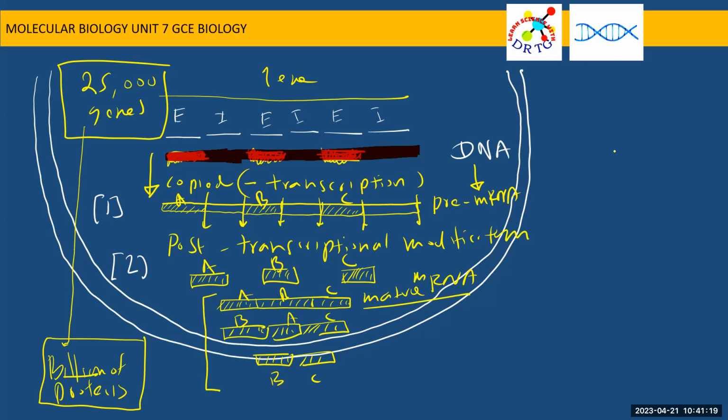Because of that, humans have 20 to 25,000 genes, but we can make many billions of slightly different protein structures because of this combination of different exons during the process of post-transcriptional modification.